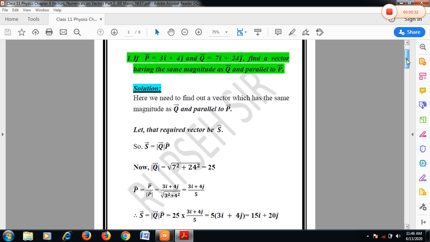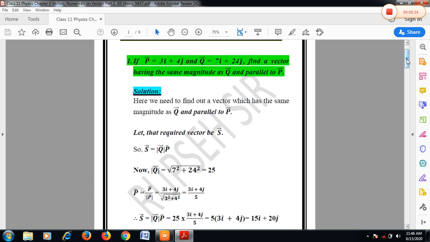Here we need to find a vector which has the same magnitude as vector Q and is parallel to vector P, right? So let the required vector be vector S. We can write vector S equals mod of vector Q times P cap, where P cap is the unit vector along vector P.